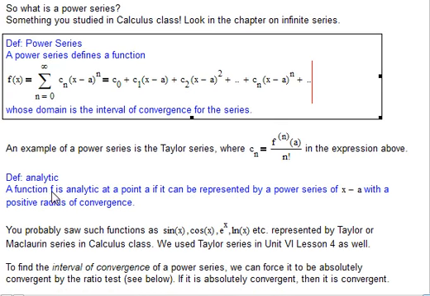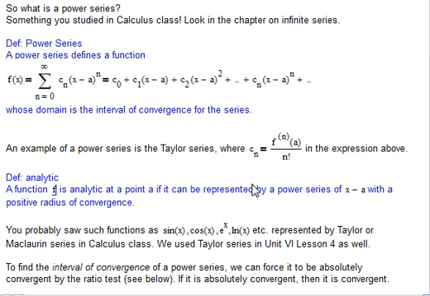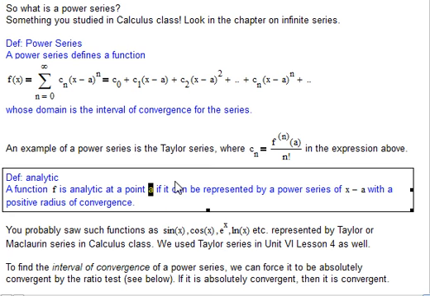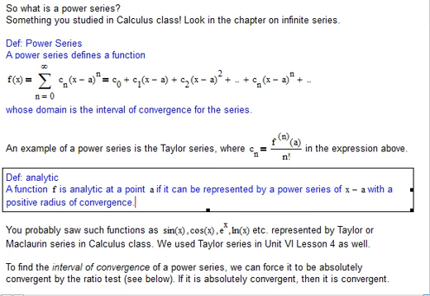So a function f is called analytic at a point a if it can be represented by a power series of x minus a, centered at x equals a, with a positive radius of convergence. If the radius of convergence is 0, then it's not analytic.